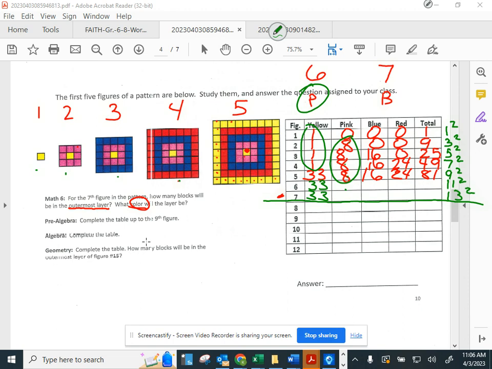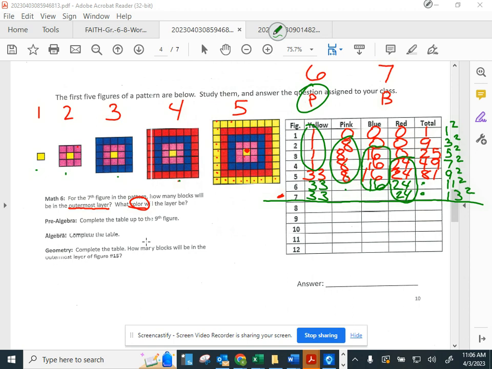What about the blue? 1, 2, 3, 4. So we know that one's going to be 16. And our red, 1, 2, 3, 4. We know these ones are going to be 24. We can fill in our totals.